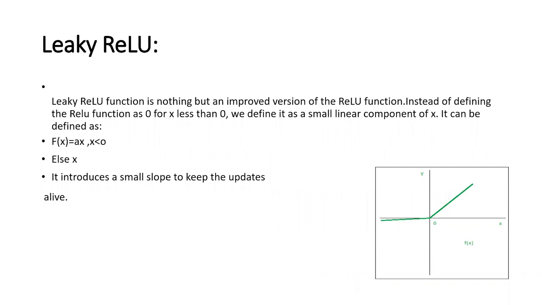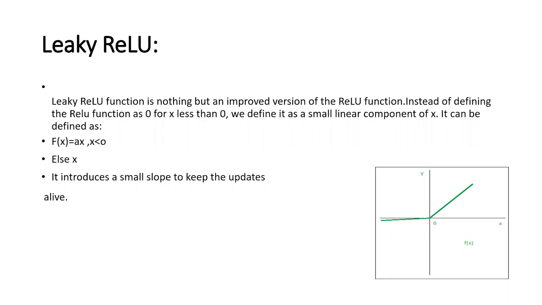Leaky ReLU is wherein, instead of making the value 0, you are giving a very small slope to keep the updates alive. You can see it is not 0, but very near to 0. So there is a negative value, and due to the negative value, the neuron is still activated. It does not have the problem of dead neurons. So the leaky ReLU function is nothing but an improved version of the ReLU function. Instead of defining the ReLU function as 0 for x less than 0, we define it as a small linear component of x. It can be defined as f(x) = ax whenever x is less than 0, or else it will be x. So it introduces a small slope to keep the updates alive, and we are able to solve the problem of dead neurons.